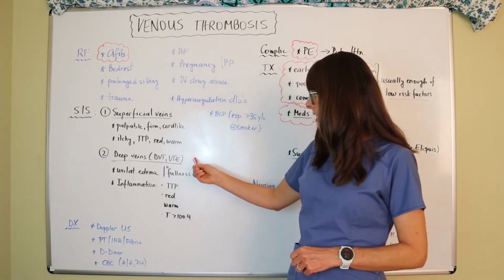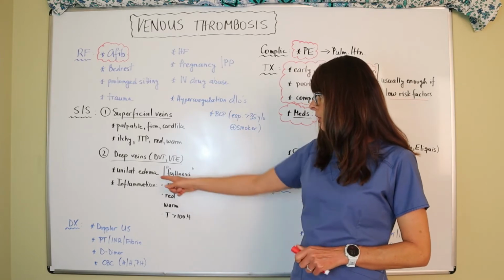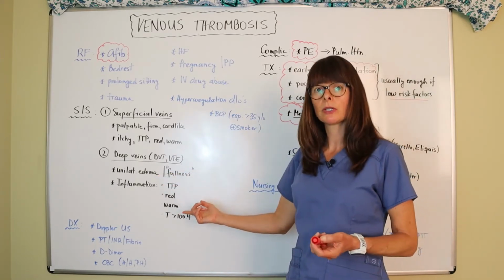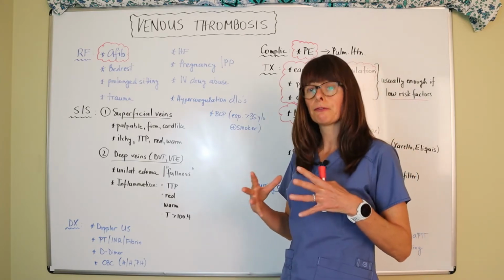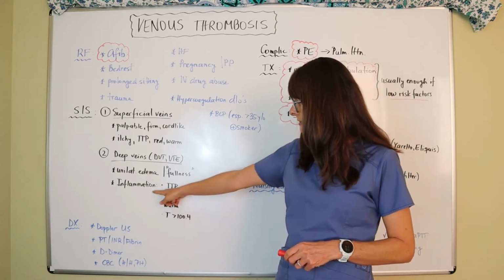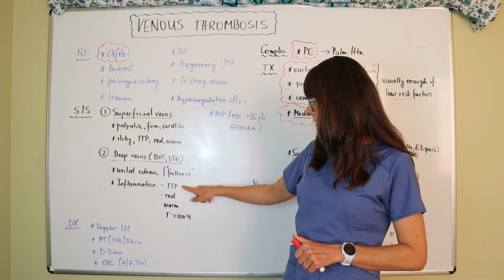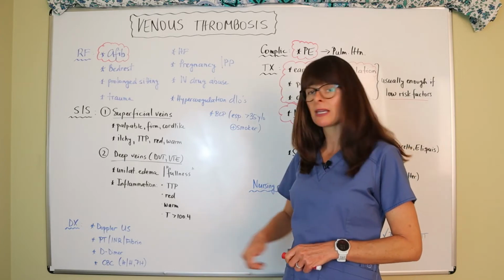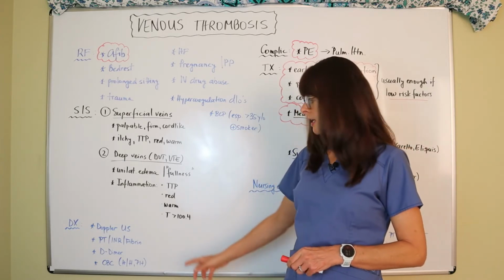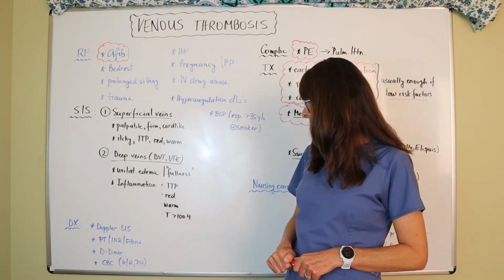Okay, so signs of deep vein thrombosis are unilateral edema. It typically only occurs on one side, and the patient might say that the calf feels kind of full. And then there are those signs of inflammation that we always look for: tenderness to palpation, redness, warmth, and then the patient might even have a temperature greater than 100.4 because of this inflammation.